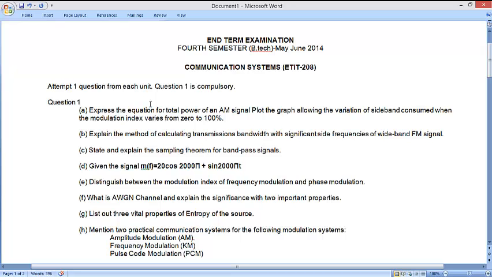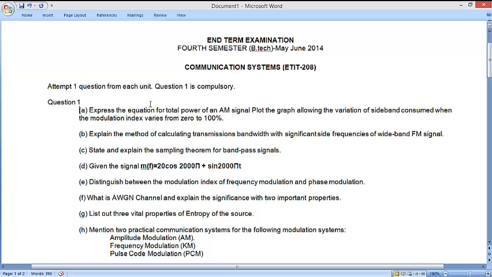Hello everyone, I welcome you all to the TriSec Institute, and today we'll be discussing the end-term examination 2014 BTech 4th semester, and the subject is Communication Systems. So we'll be going through each of the questions irrespective of the choices that we have.